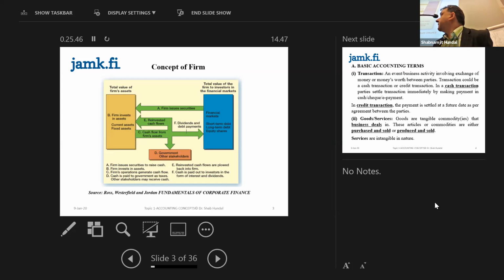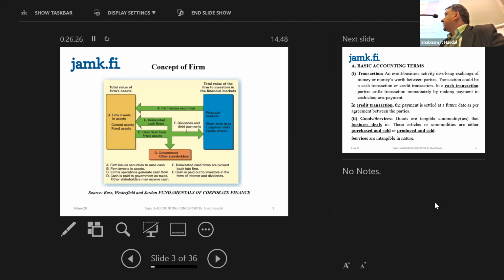Point B is the firm invests in assets. It is this side, investing. I explained it here. C, firm's operations. When you run on an everyday basis, when you press the button, the machine is on: input, output, selling, revenue. The firm's operations generate cash flow. Now the money comes. Point D, cash is paid to the government as taxes.